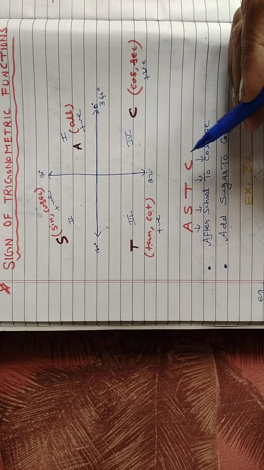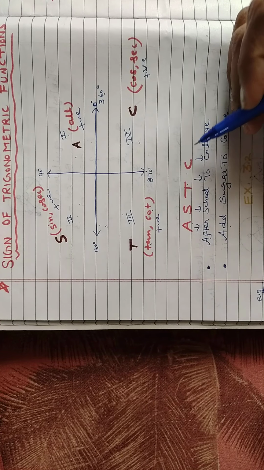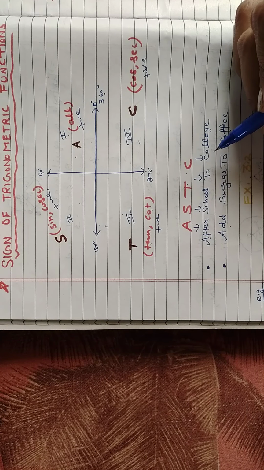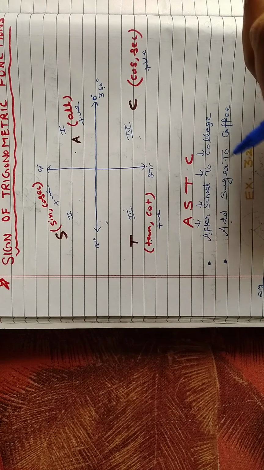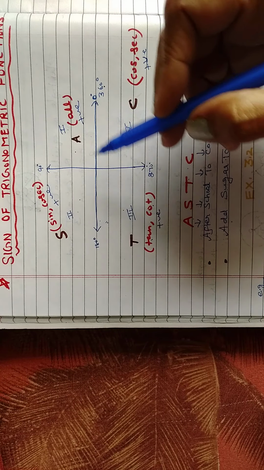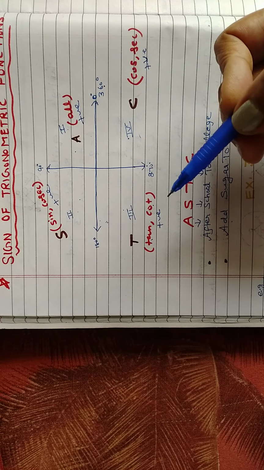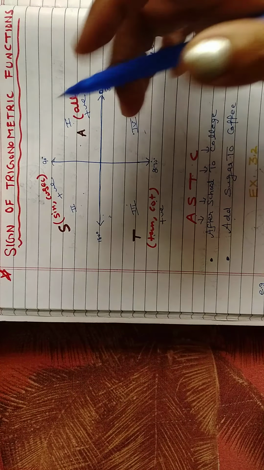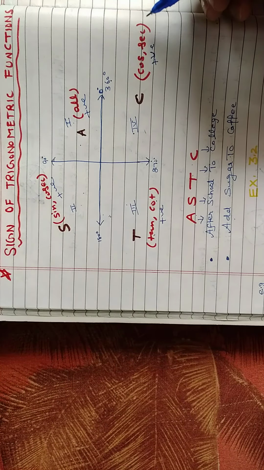And you also know that there are six trigonometric functions: sine, cos, tan, cot, secant, cosecant. Now it is very essential to know the behavior of these six trigonometric functions in these four quadrants, which sign they possess.